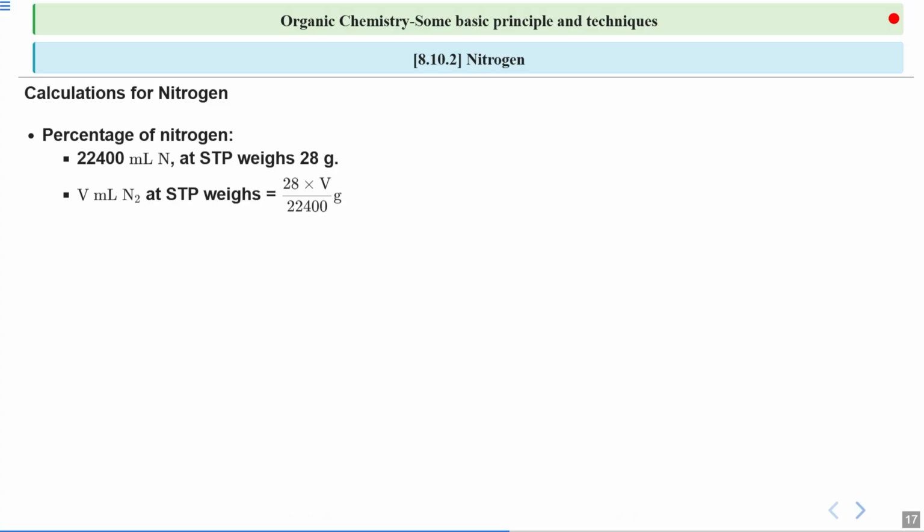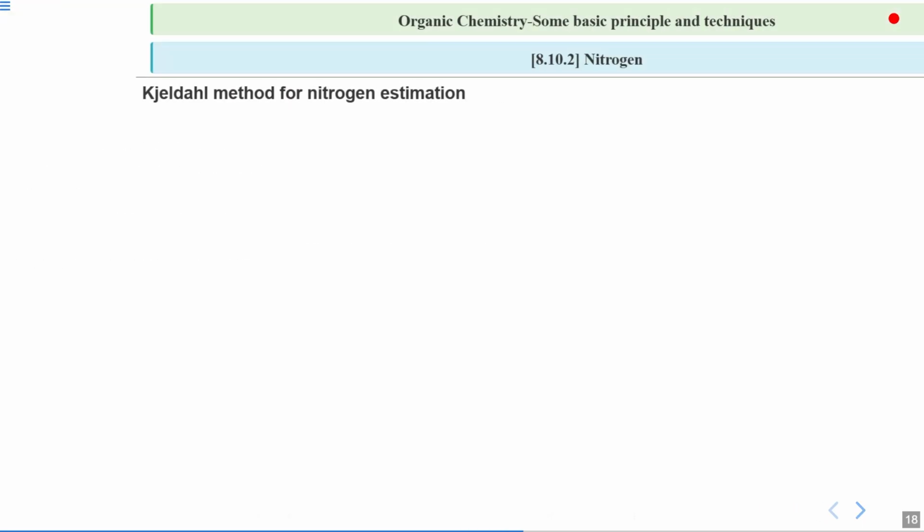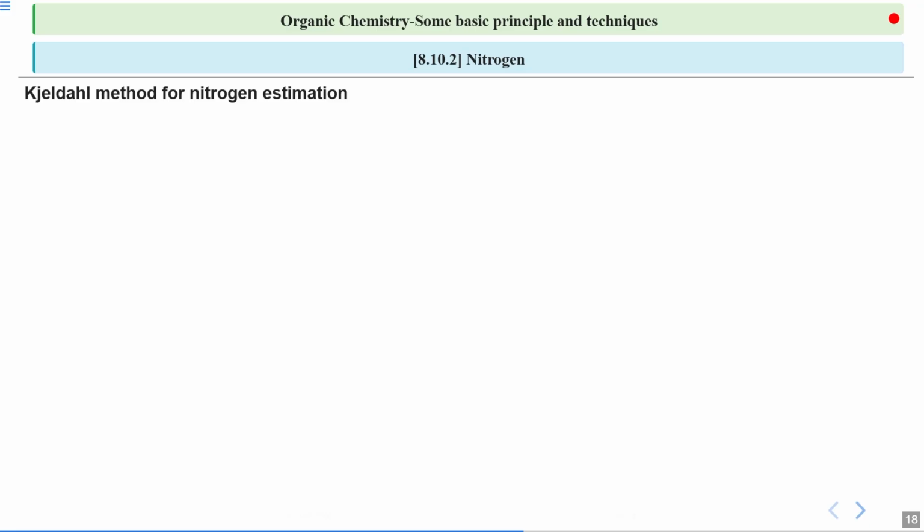Notice we have a different volume, say V milliliters of nitrogen gas at STP. We can calculate its mass using a simple proportion. So mass equals 28 times V divided by 22,400. The formula lets us find how much nitrogen is present in any given volume of nitrogen gas collected during an experiment. So finally, the percentage of nitrogen is equal to 28 into V into 100 upon 22,400 into M. Then we have talked about this Dumas method.